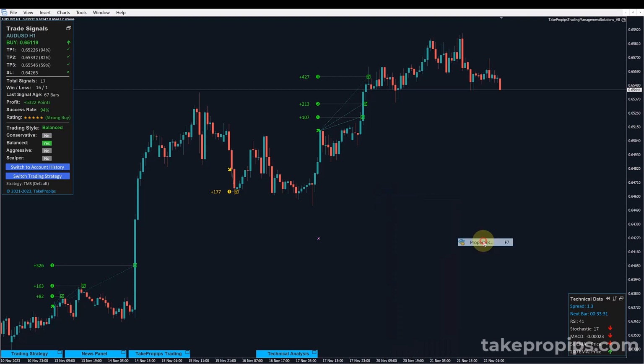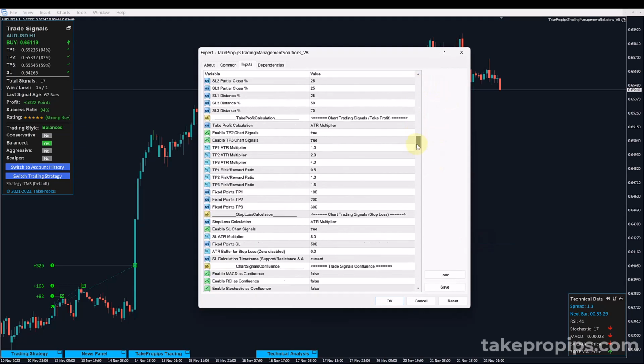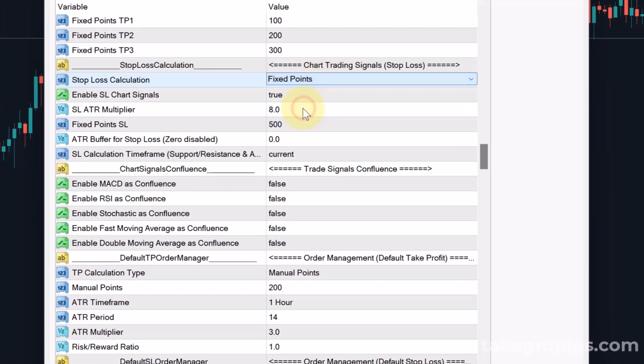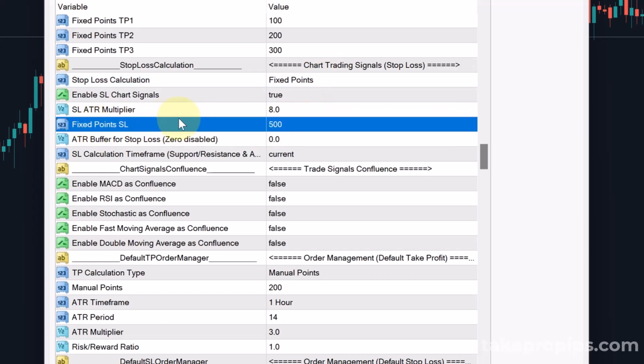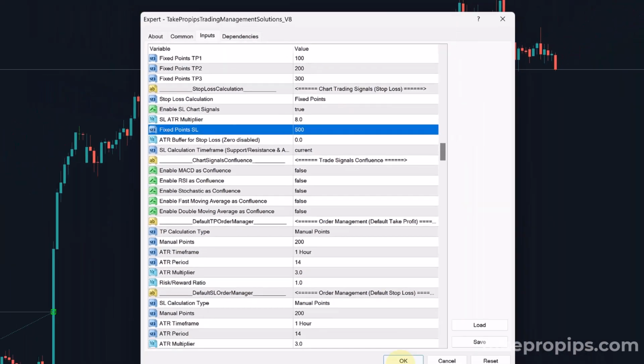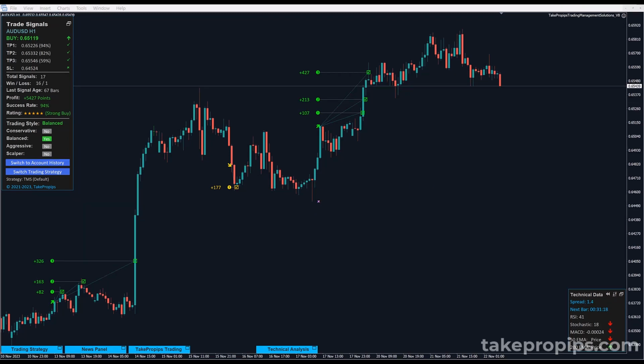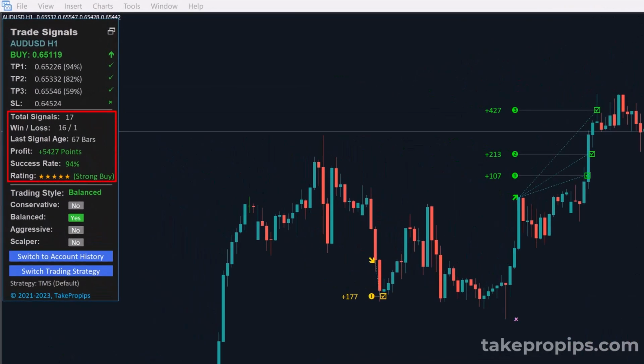If you want a fixed stop loss on all trading signals, then we can also do that by changing the setting to a fixed point and then set your target stop loss points. For example, let's set this to 500 points or 50 pips. These input settings give you flexibility to calculate the take profit and stop loss for the trading signals however you want.